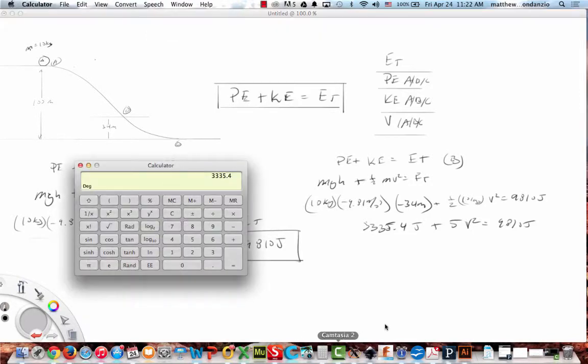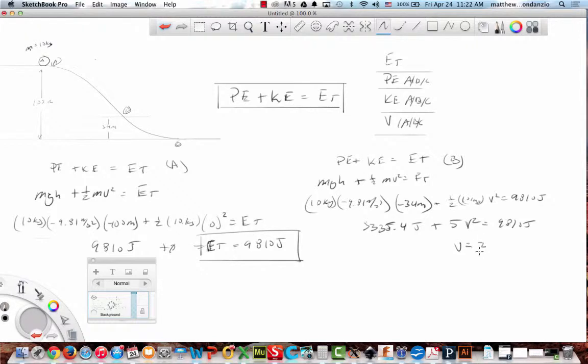That means 9,810 minus 3335.4, divided by 5, square root, velocity is what? 35.98. Velocity is 35.98 meters per second. By the way, we did this problem before, didn't we? And how did we solve these problems before? Using what method?